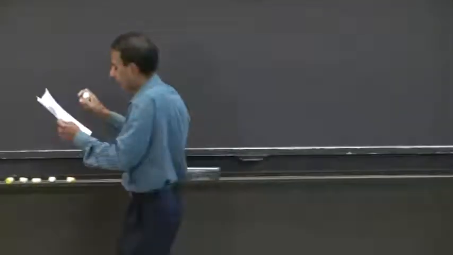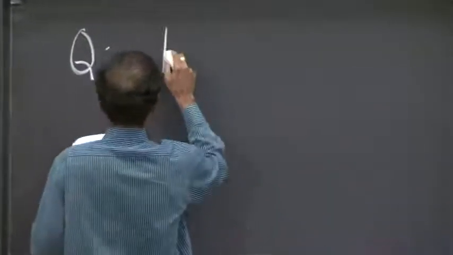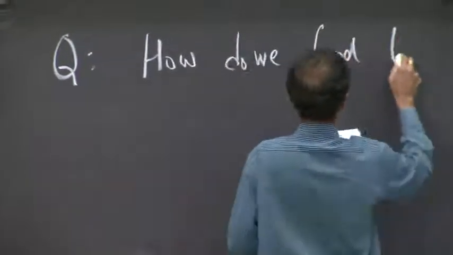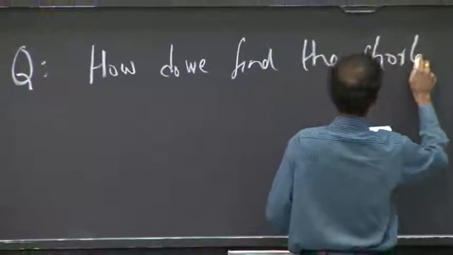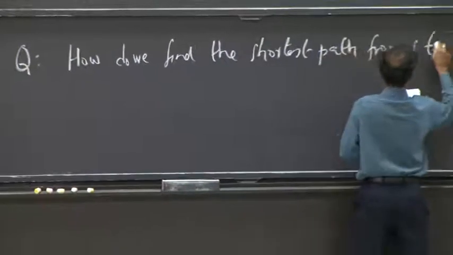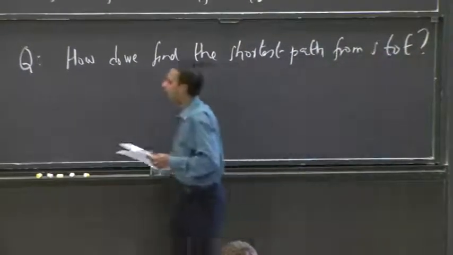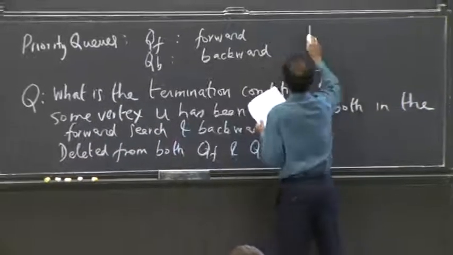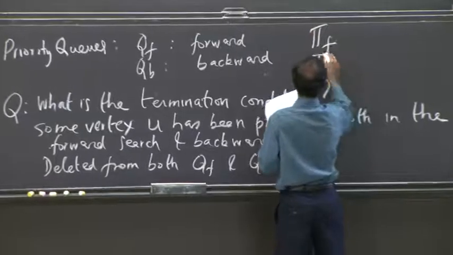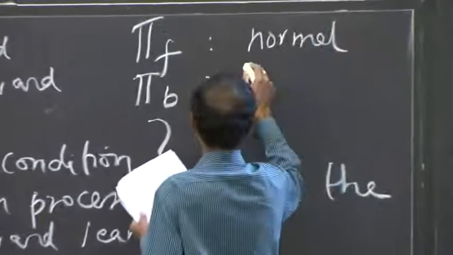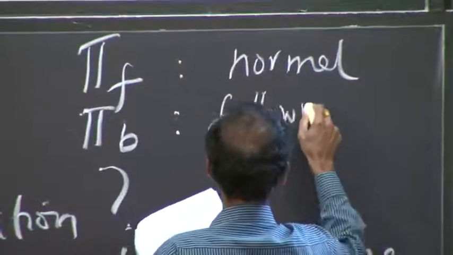There's a harder question, which is how do we find the shortest path after termination from S to T? And I should say specifically, and I forgot to put this up, that we're going to have pi f and pi b, which is sort of the normal data structure, and pi b is following the edges backward.